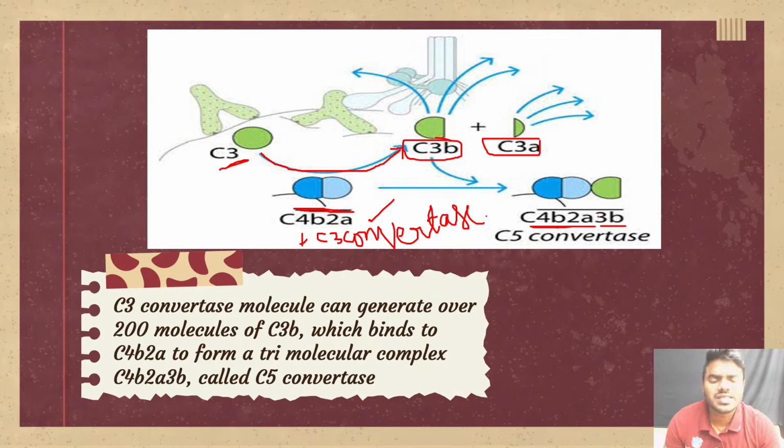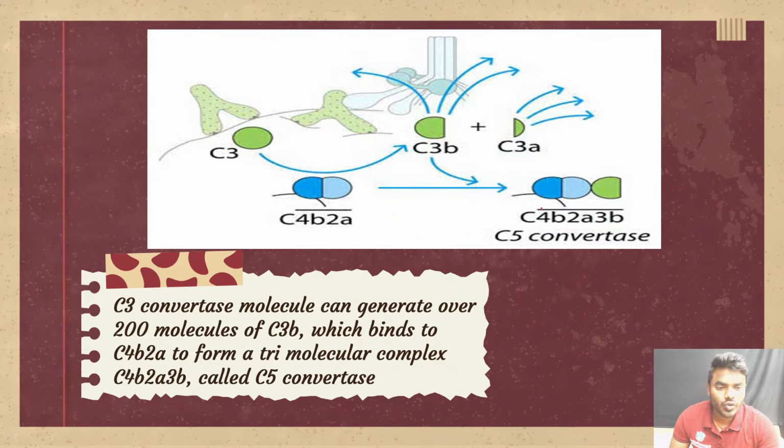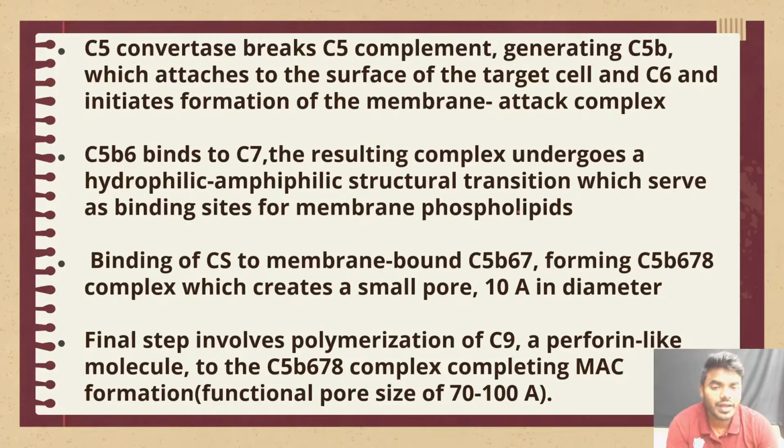We need not add the C once again. Why do we have to add the C? We already took the complement as the common C. So we will just add the 3B. Now what is there, friends? Now C4B2A3B. Once again you all look into the diagram. I have indicated the C4B2A3B with a bar, which indicates that it is having an enzymatic activity. Is it? What do you call that enzyme? C5 convertase. Kindly do not get confused with this point.